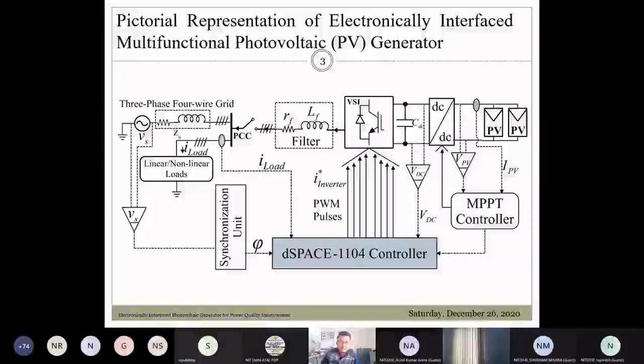This is the pictorial representation of electronically interfaced multifunctional photovoltaic generator. Apparently, the PV arrays are connected to the DC side collector bus through a DC to DC converter. The fundamental objective of employing this DC to DC converter is to escalate the voltage generated by this PV array and thereby ensure the instantaneous power balance between the DC bus and PV unit. Besides, it is also responsible for recognizing the maximum power point. It addresses the non-linearity introduced by the PV array and harvests the maximum power from the PV unit.